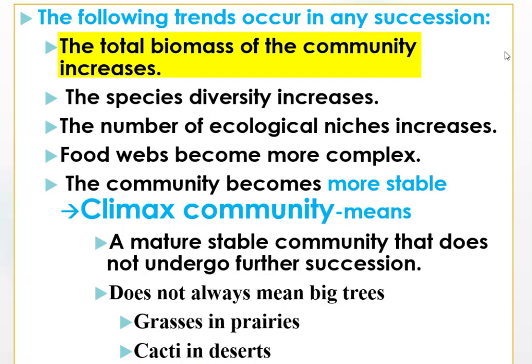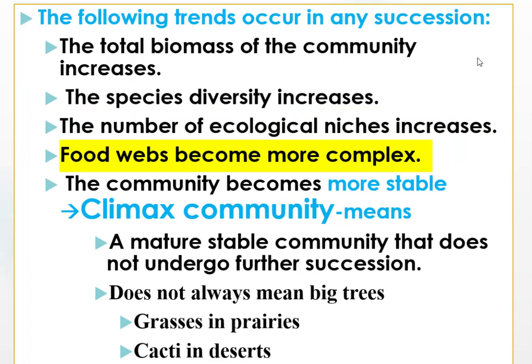The following trends occur in any succession. The total biomass of the community increases from year to year. The species diversity increases from time to time. The number of ecological niches, or what we call the role of organisms in an ecosystem, becomes high and complex. Food webs become more complex. The community of organisms becomes more stable as it reaches the climax community.